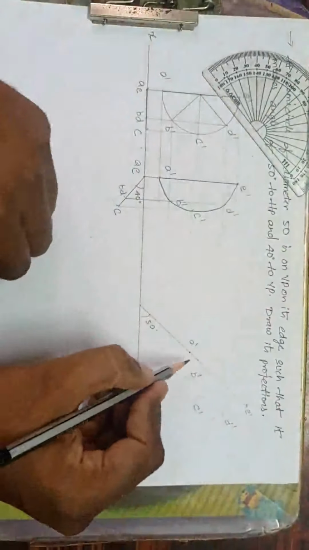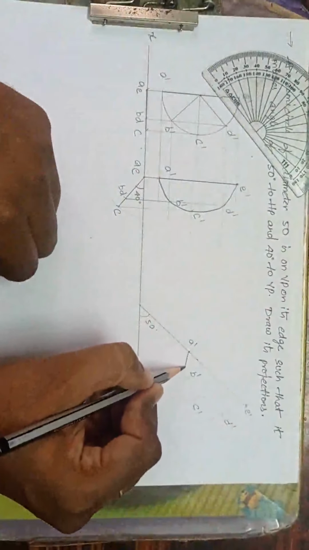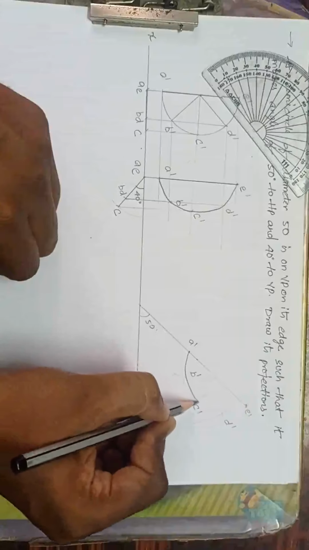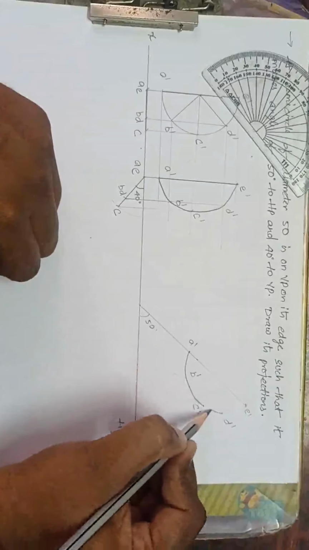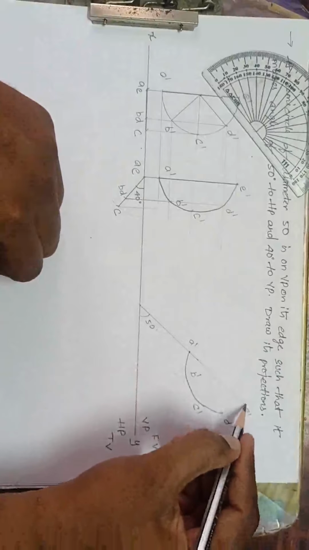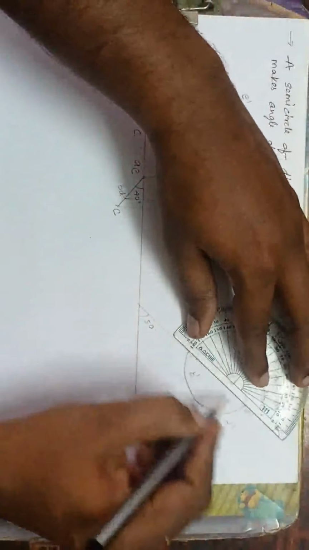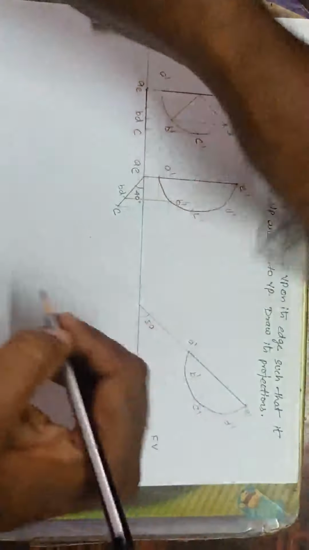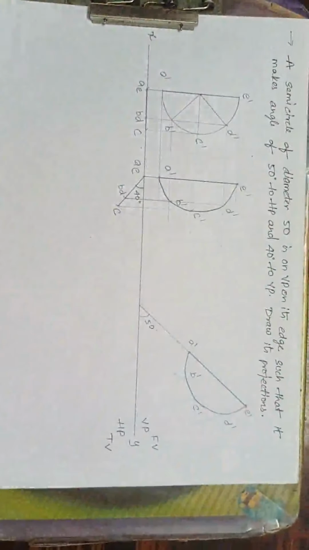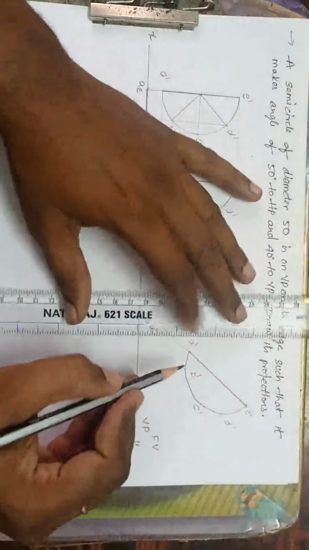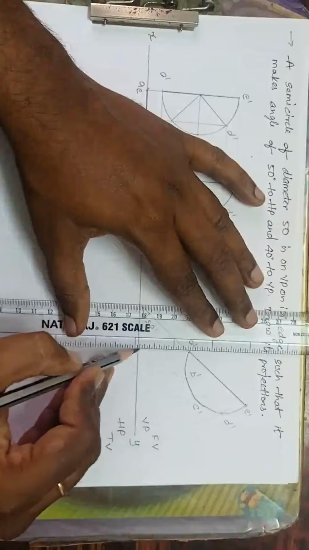D dash. Join all the points. A, B with free hand. Very carefully I have to do it. Done. And make this dark. So entire semicircle should be dark. Okay. Next, I want perpendicular parallel line. First, I will go with E. Drop the perpendicular line up to here.